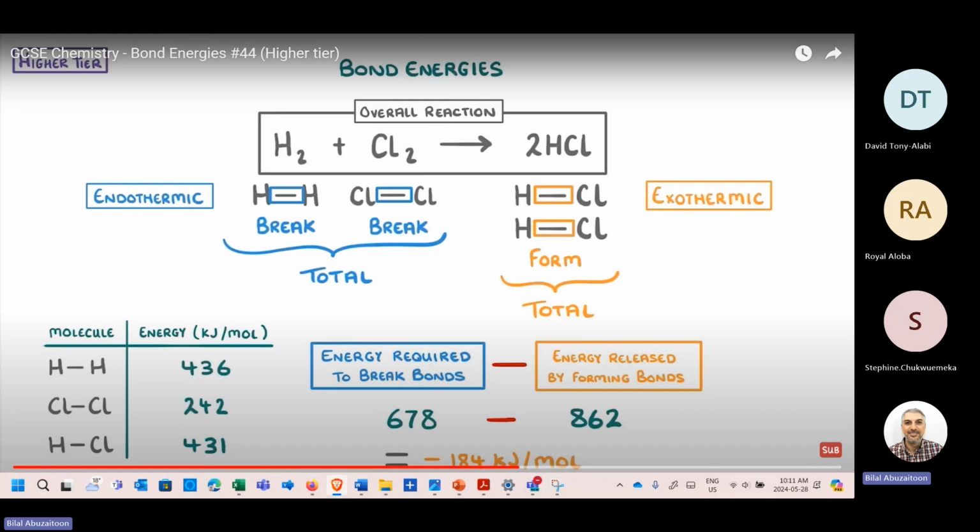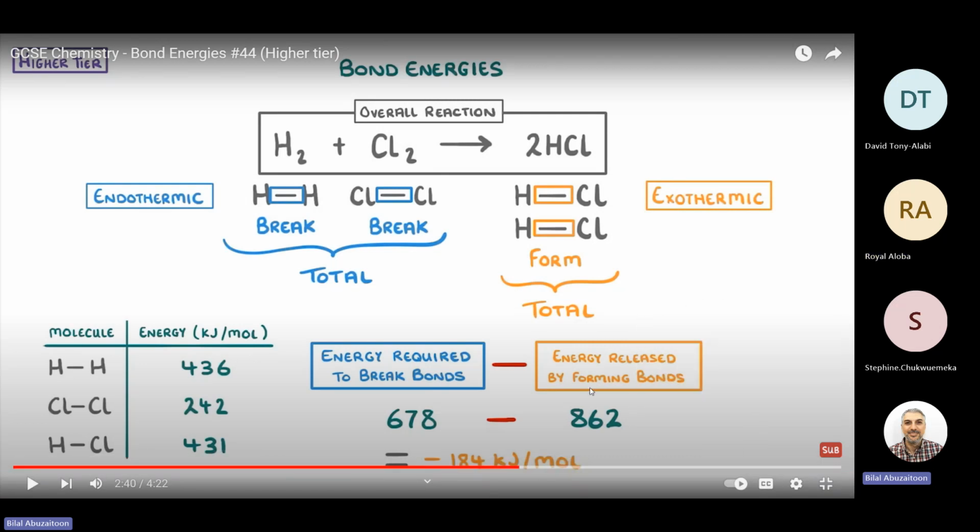David Royal, does this make sense to you? So to calculate the overall energy, we take the energy to break bonds minus the energy released. Yes, always like this. When you get a negative sign, that means the overall reaction is exothermic. When you get a positive sign, that means the overall reaction is endothermic.